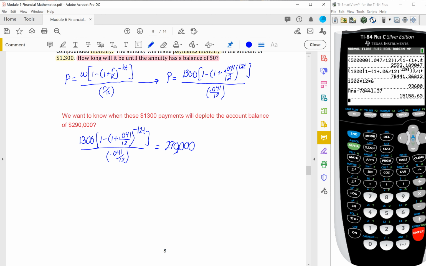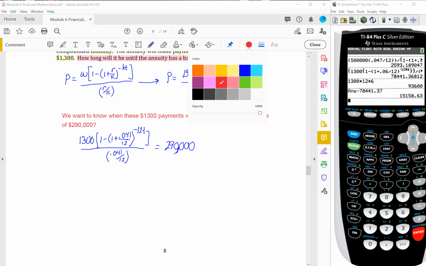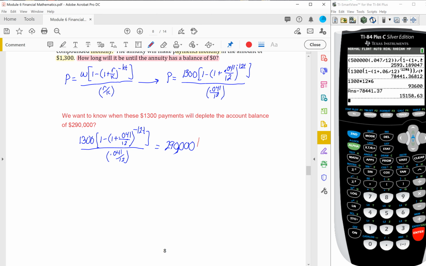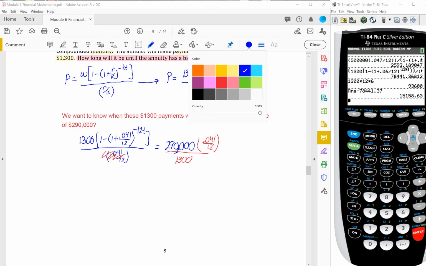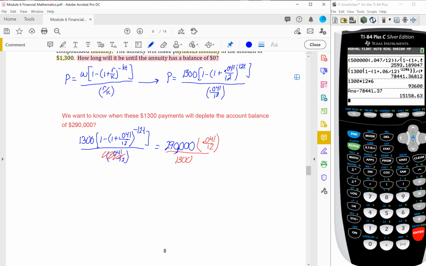I'm going to do two things in my first step. I want to get rid of this denominator, the 0.041 divided by 12, so I'm going to multiply that over here. So now this will be gone. And then I'm going to divide by the 1300 to get that over here as well. Now to make this look simpler, I'm going to get some decimal approximations of this, but I'm going to keep my decimal approximation pretty long.